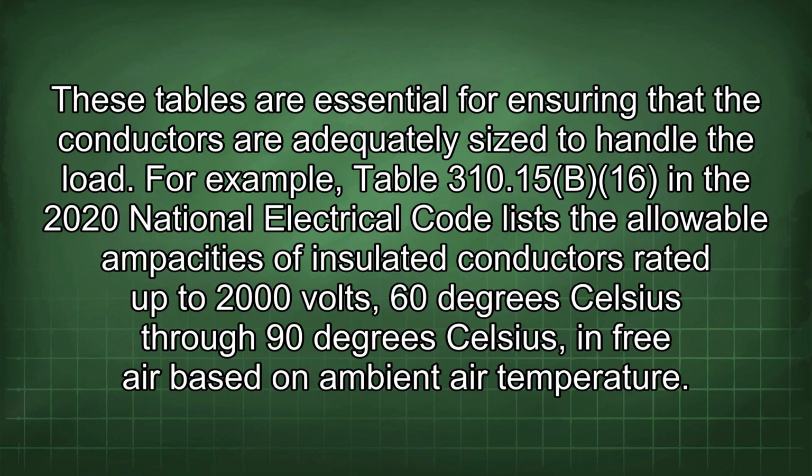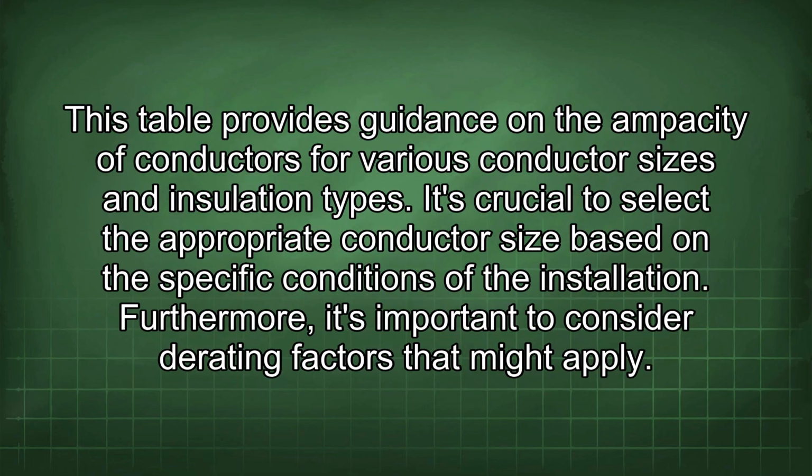For example, Table 310.15(B)(16) in the 2020 National Electrical Code lists the allowable ampacities of insulated conductors rated up to 2000 volts, 60 degrees Celsius through 90 degrees Celsius in free air based on ambient air temperature. This table provides guidance on the ampacity of conductors for various conductor sizes and insulation types. It's crucial to select the appropriate conductor size based on the specific conditions of the installation.